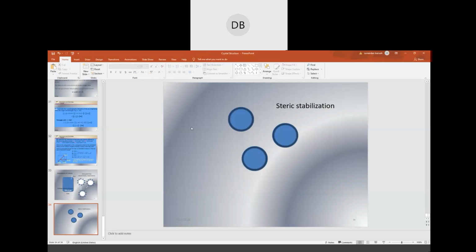Now, sometimes these polymers that we are using to cap our nanoparticles can also be made charged. All right, we can make them positive or negative. Normally, we can make them positively charged. We can do that through either protonation or deprotonation.